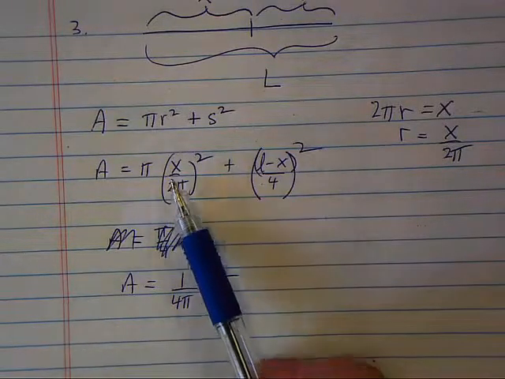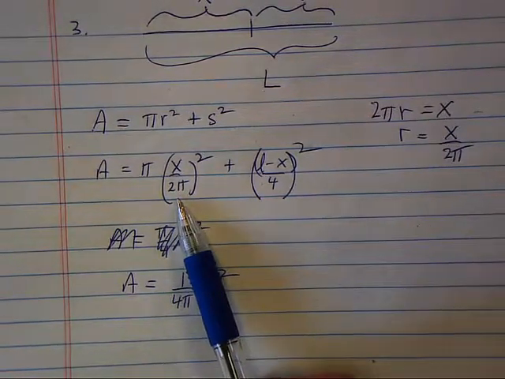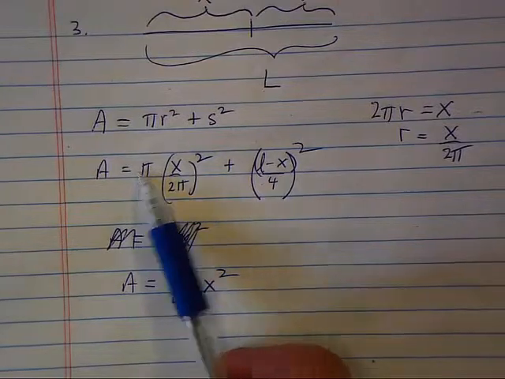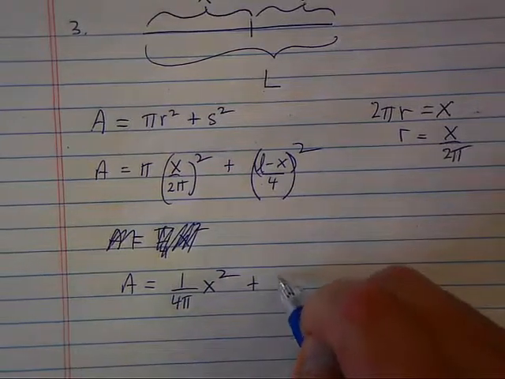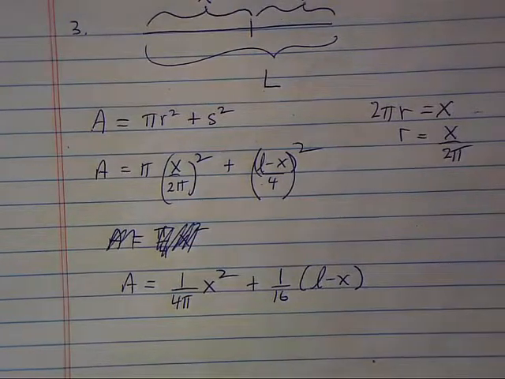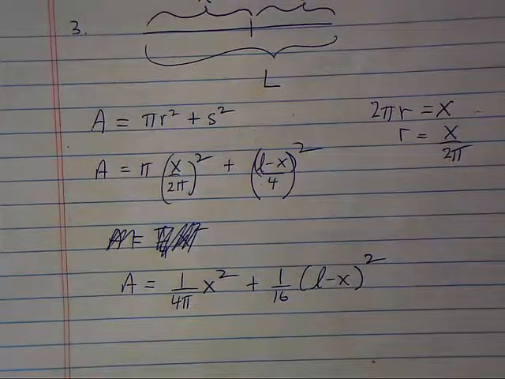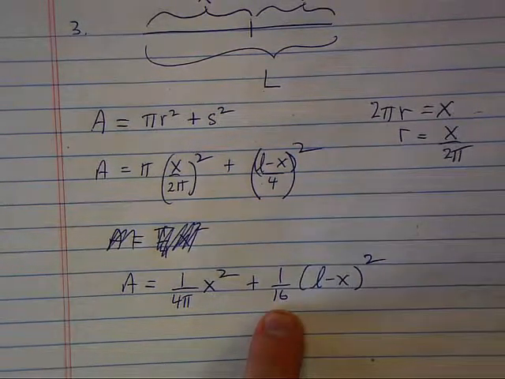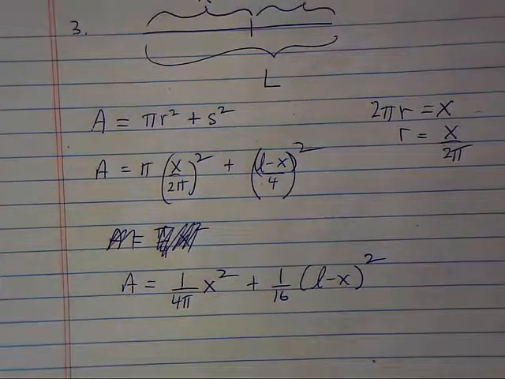I simplified. x squared is x squared, right? On bottom, I would have 4 pi squared, and I canceled one of the pi's. So I got 1 pi left in the bottom and the 4 left in the bottom. And then over here, I think I'll just write this as 1/16 (L minus x) squared. Well, I squared the 4. 4 squared gives me 16. But I still need to square the L minus x. All right, so I think there's my formula for area.